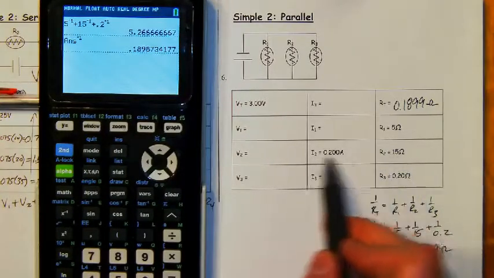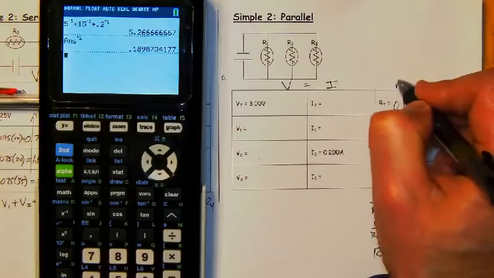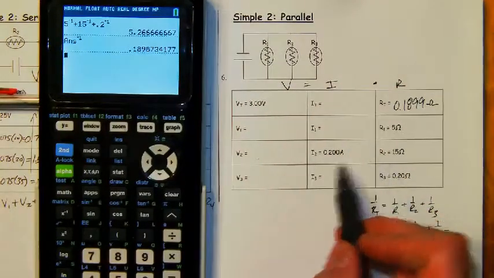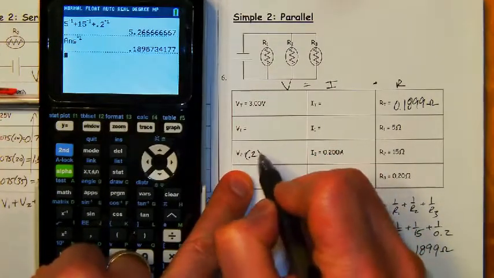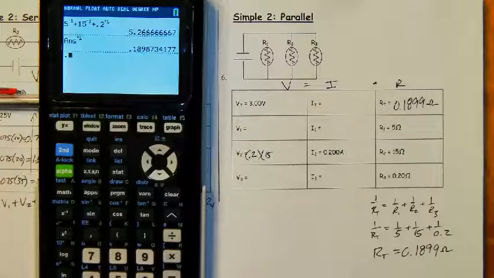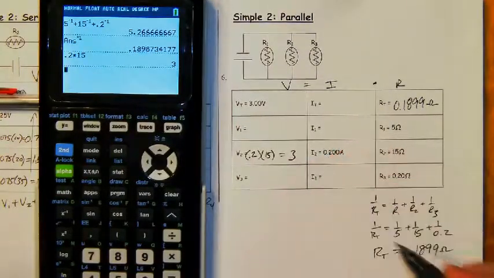Now I can start filling across the table too. I could take V equals IR, which is Ohm's law, remember, and I'm going to multiply these two, so 0.2 times 15, and that gives me a value of 3.